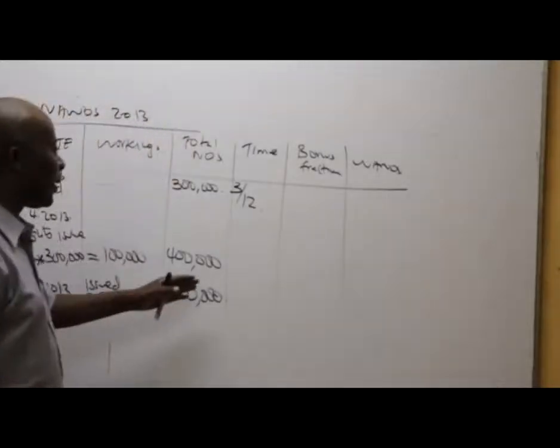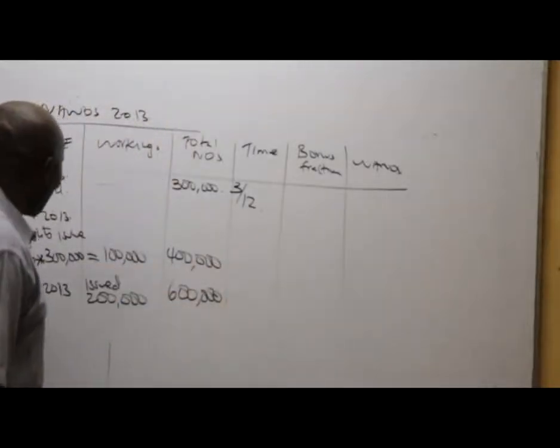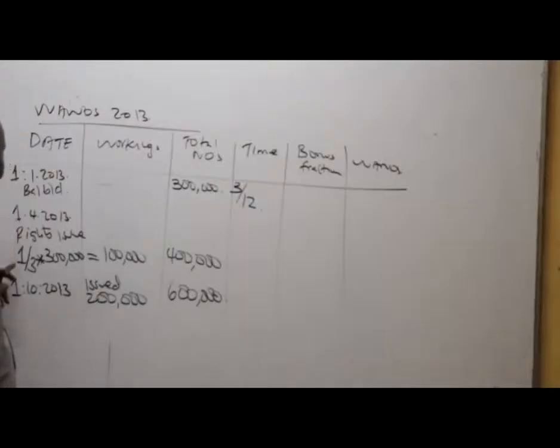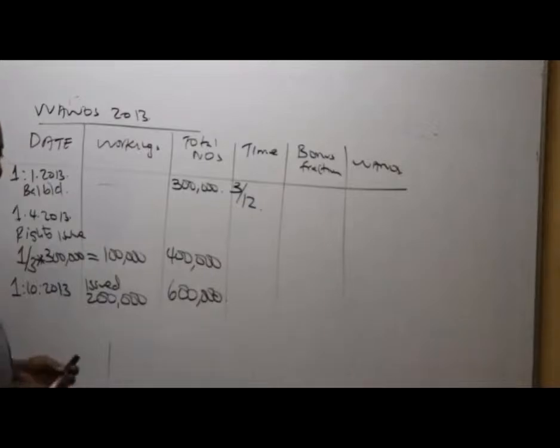So now give us the time. Tell me from 1st April to 1st October, how many months do we have in between?